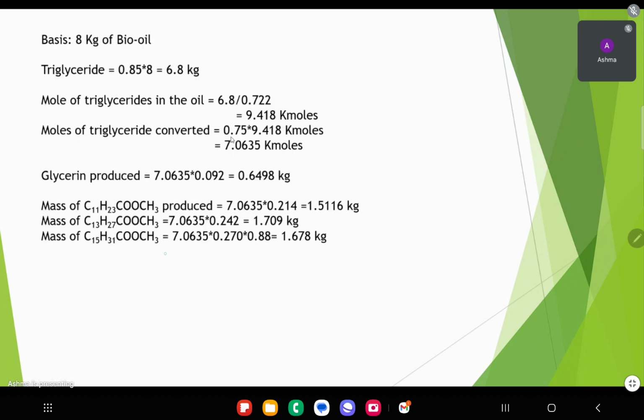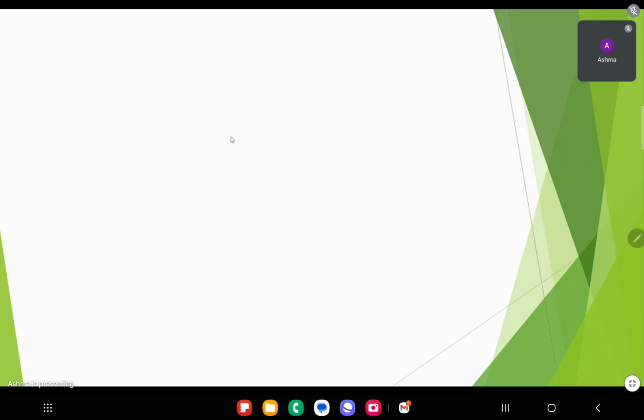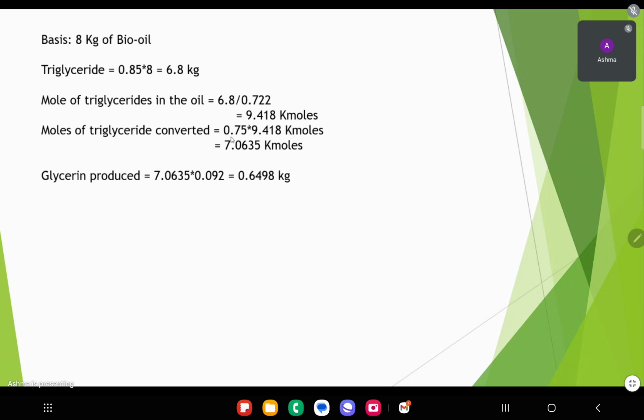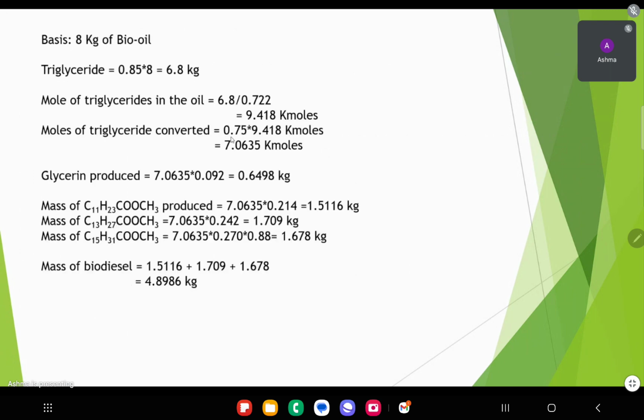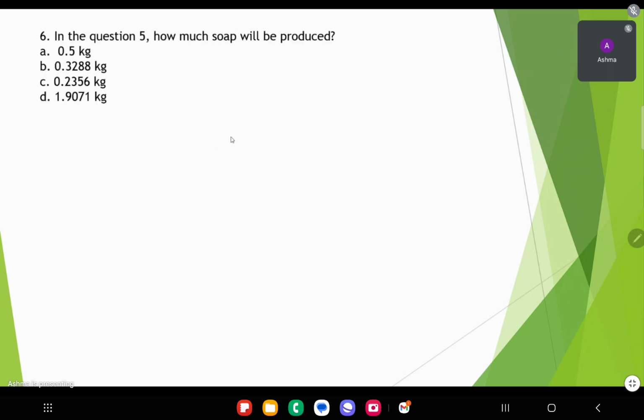Here the palmitic acid converting to biodiesel is 88%. So it will be 7.0635 into its molecular weight into 88%, which will give us 1.678 kg. So overall the mass of biodiesel produced will be 4.8986 kg. So the correct option is C. So we will move to the next question.